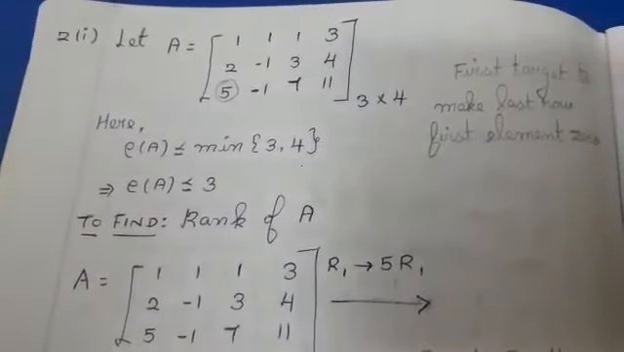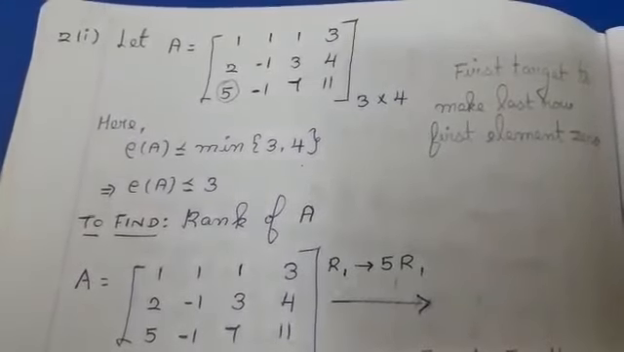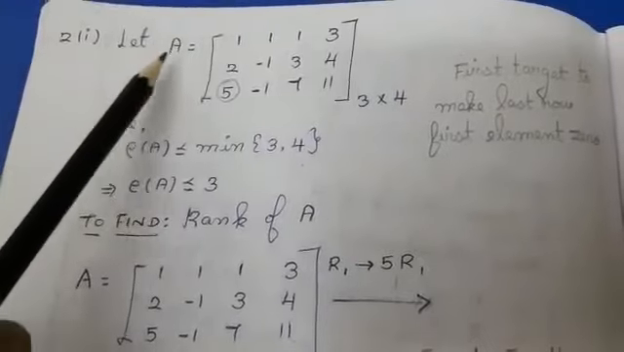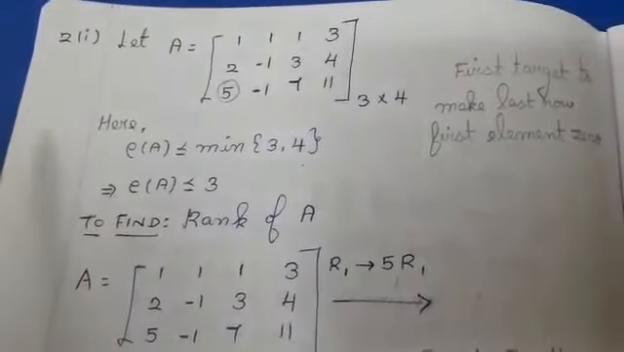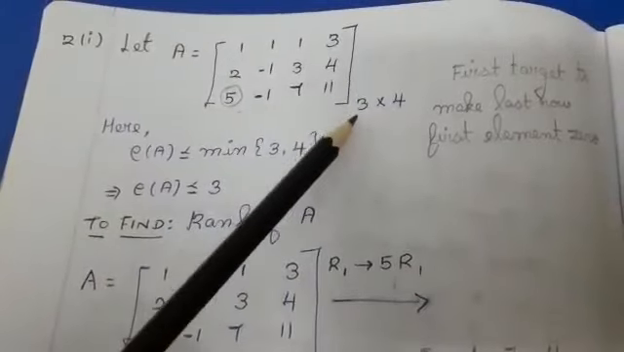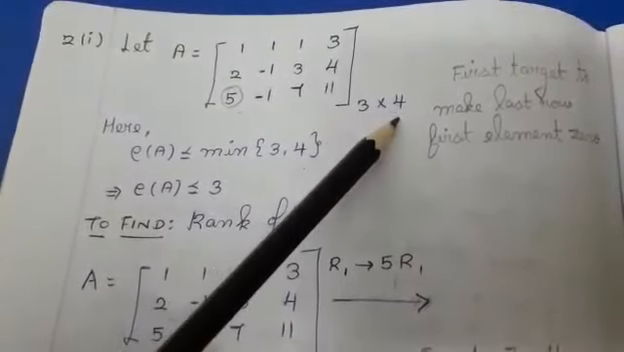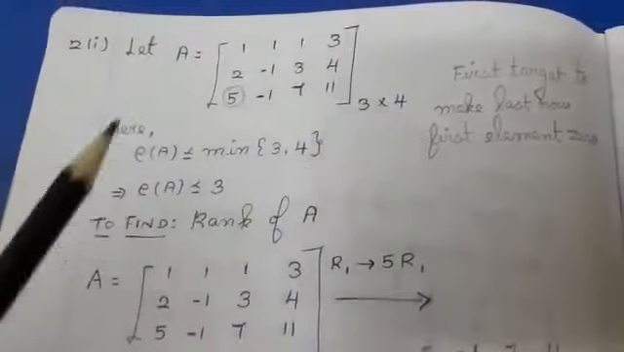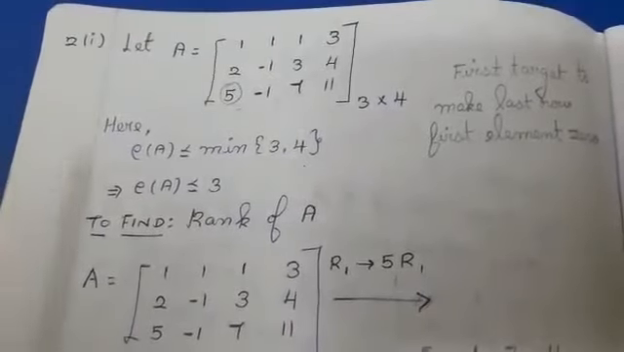Students, exercise 1.2, first sum. They have given you the matrix A and the order of the matrix is 3 into 4. What is the meaning of 3 into 4? 3 rows, 4 columns. First, I am going to analyze what the rank of the matrix will be.